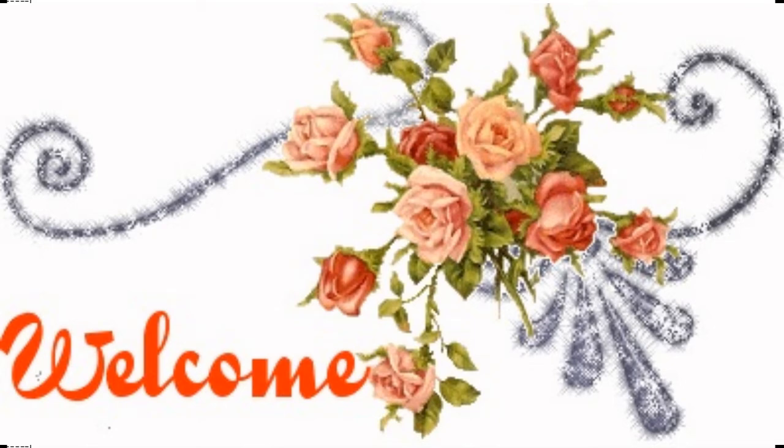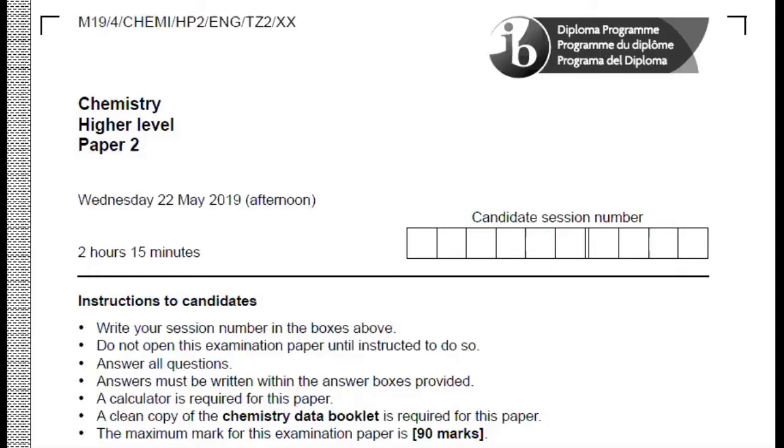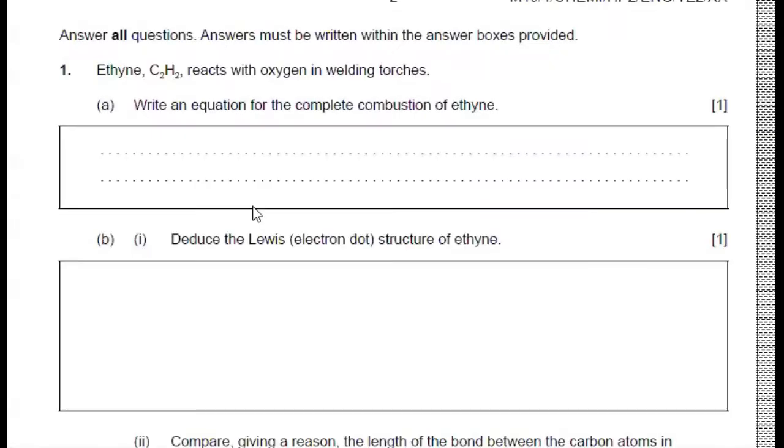Hi, in today's video, we are going to discuss a question taken from an IB question paper. This is the question paper code. From this question paper, we shall be discussing the first question. Please pause the video and read the question.